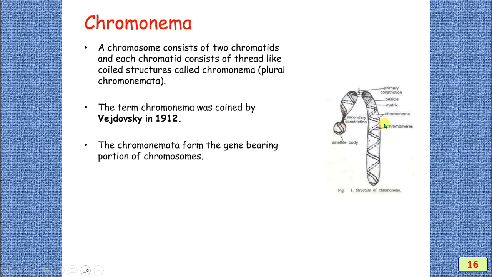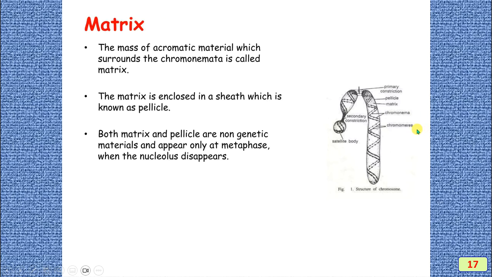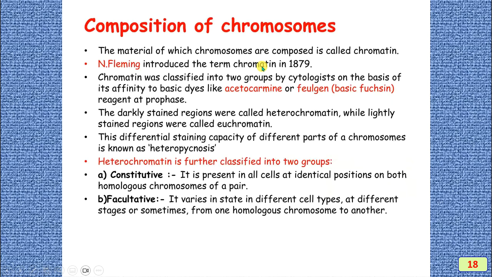called the secondary constriction. Whereas the chromosome matrix is also one of the things: the mass of achromatic material which surrounds the nemata is called the matrix, which is surrounding all these things. And the matrix is enclosed in a sheet, which is known as the pellicle. Both matrix and pellicle are non-genetic material and appear only at the metaphase when the nucleolus disappears. Later, they are not there on the chromosome in the regular pattern.